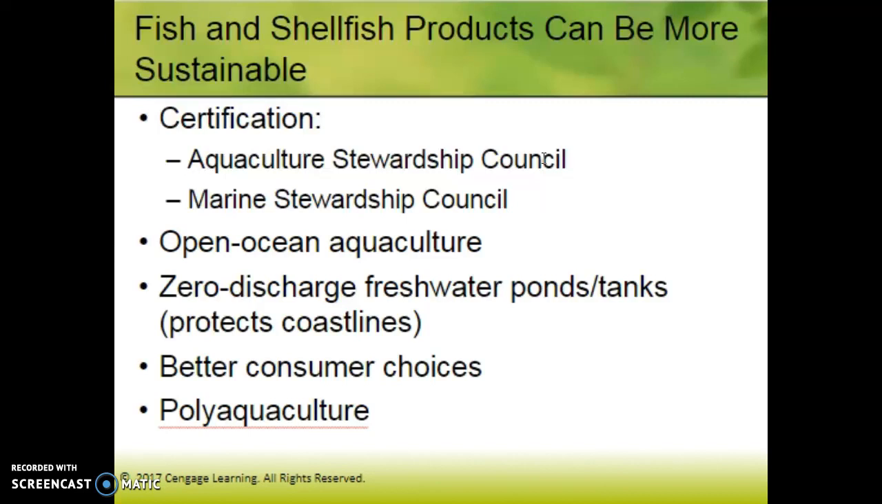And then we can do polyaquaculture, where we're growing communities of fish instead of just a whole bunch of tilapia together. We can grow many fish together, again, to increase that biodiversity, and we reduce the impacts of each individual fish.